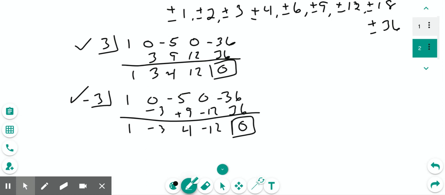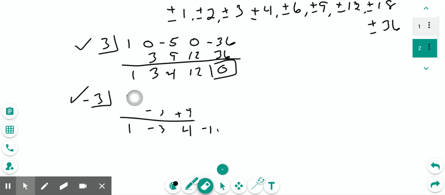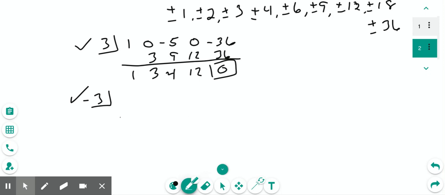And that was not the way I wanted to do it. But -3 works. Now, I made a mistake here, and I'm going to correct that. We know -3 is a 0, but I wanted to get it down to a quadratic. And what I should have done was I should have used 1, 3, 4, and 12 as my coefficients. They come from up here.